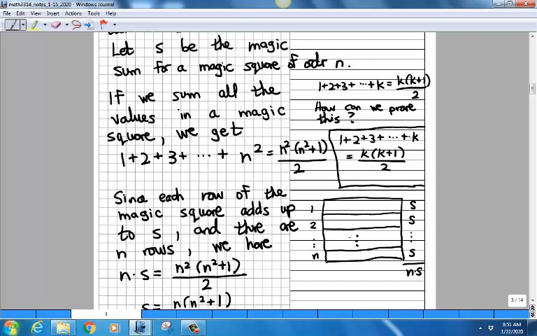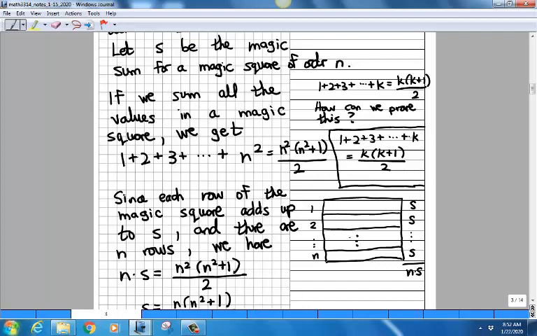I haven't filled in the columns here, but there are the rows. And we know that the rows always add up to the same value. That's the magic sum, so I'm going to call the magic sum S. All of these rows, if you add them up across, would always add up to S. So if you add up all of these row totals, that would give you the total of all of the squares in the magic square.